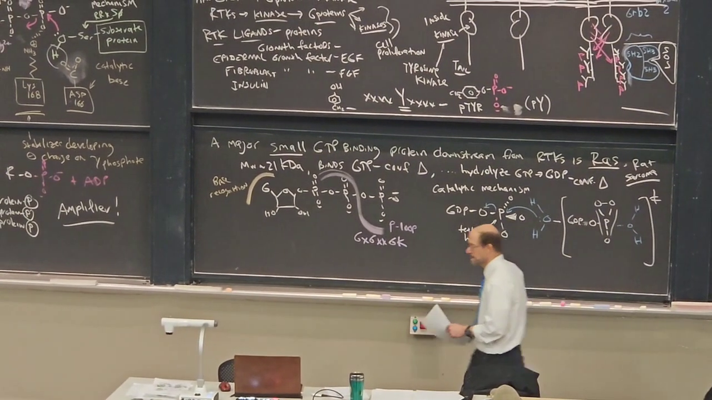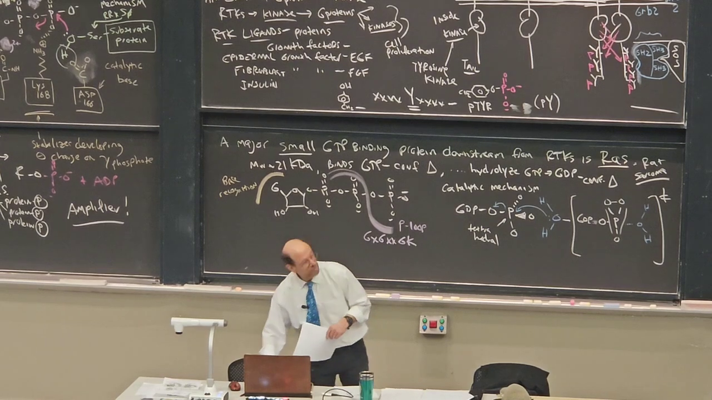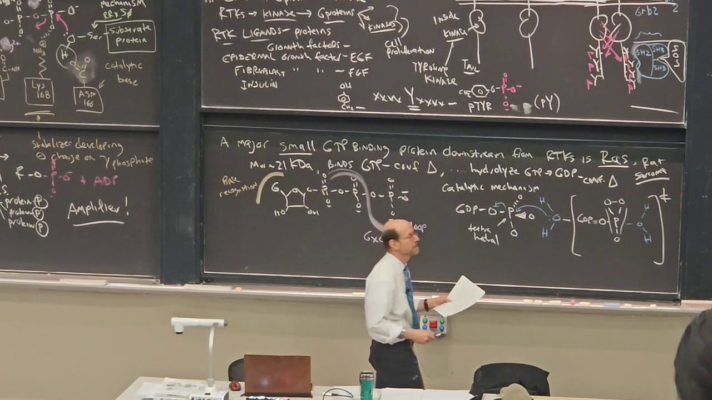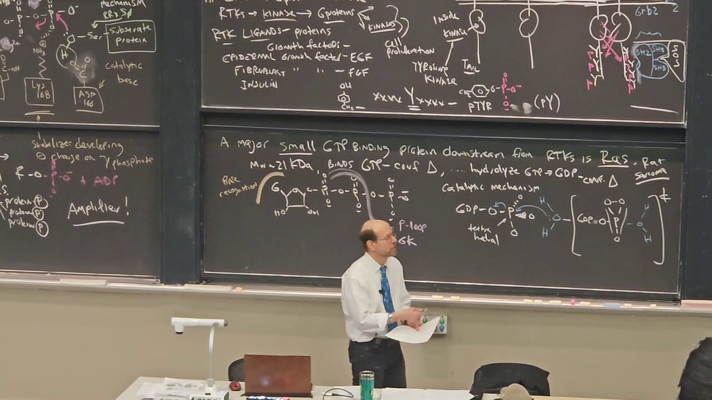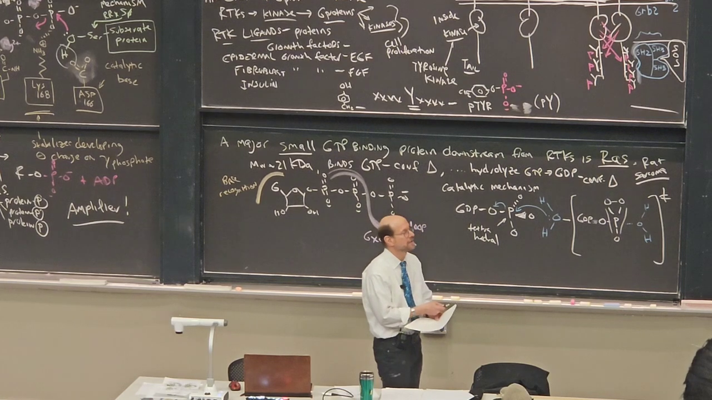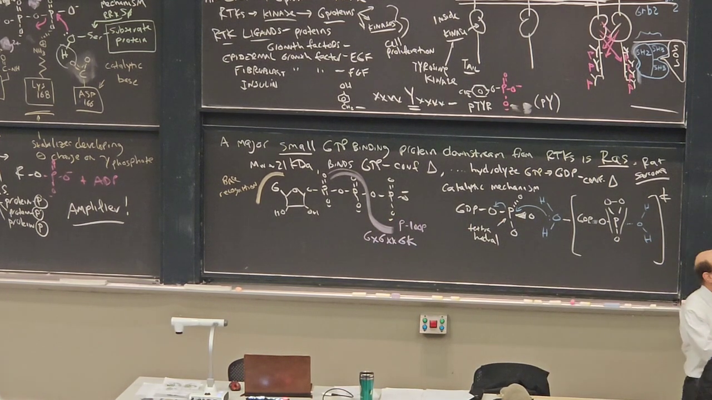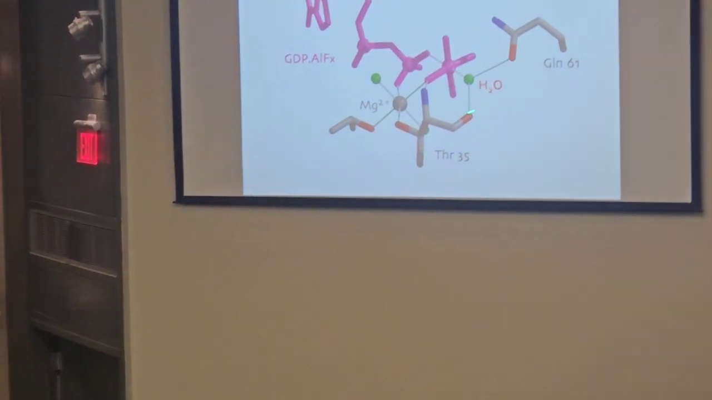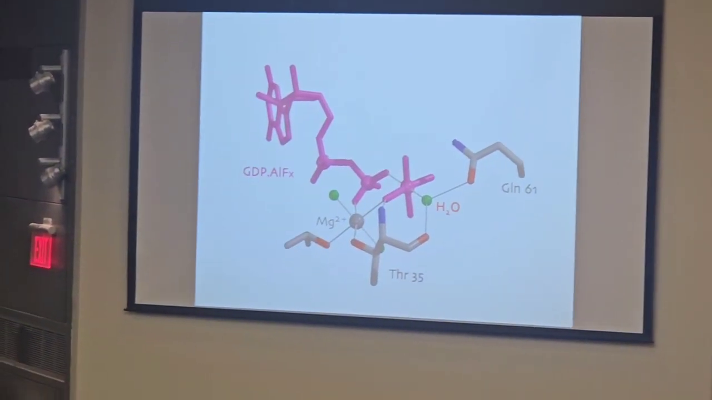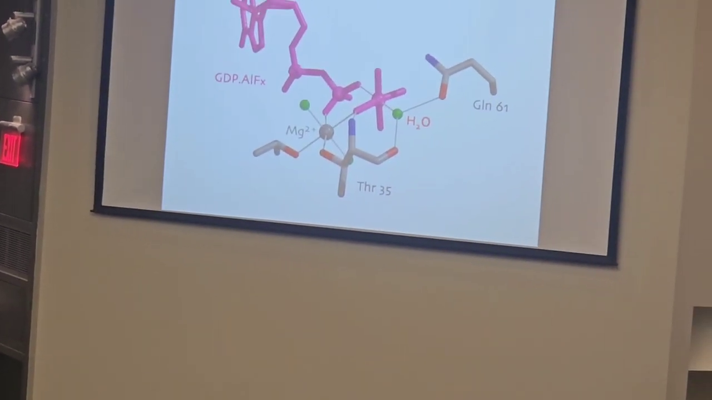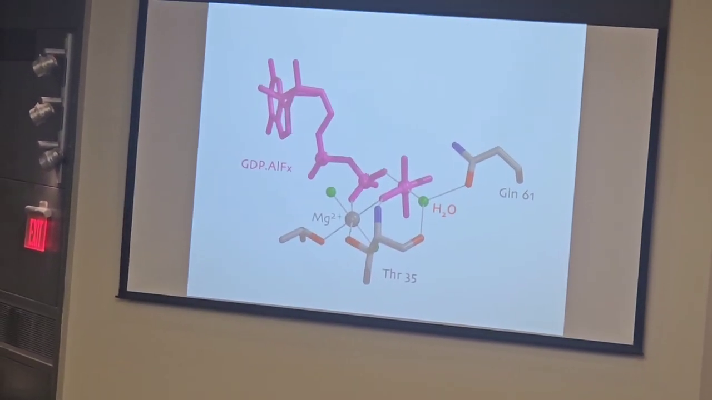So in fact, that was done. This is the crystal structure, not of RAS. This is the structure of a related protein. It's essentially RAS. Here's the GDP. Here's the gamma phosphate mimic, aluminum fluoride. And here is a water molecule. And I'd like you to notice what's happening here. What's helping to activate this molecule?